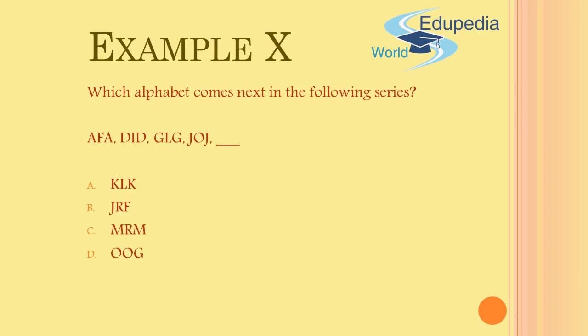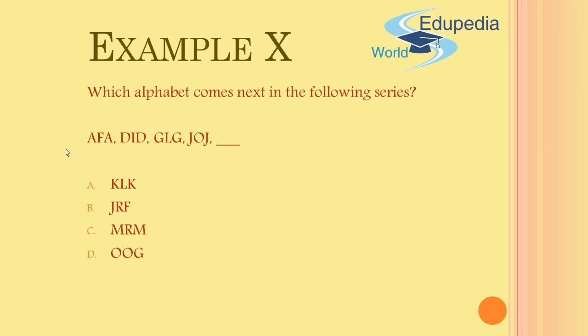So now which alphabet comes next in the following series? AFA, DID, GLG and JOJ. So you see that the first and the third letter of each word are the same. So they follow the same pattern. So of course it cannot be option D. And the middle letter is different.